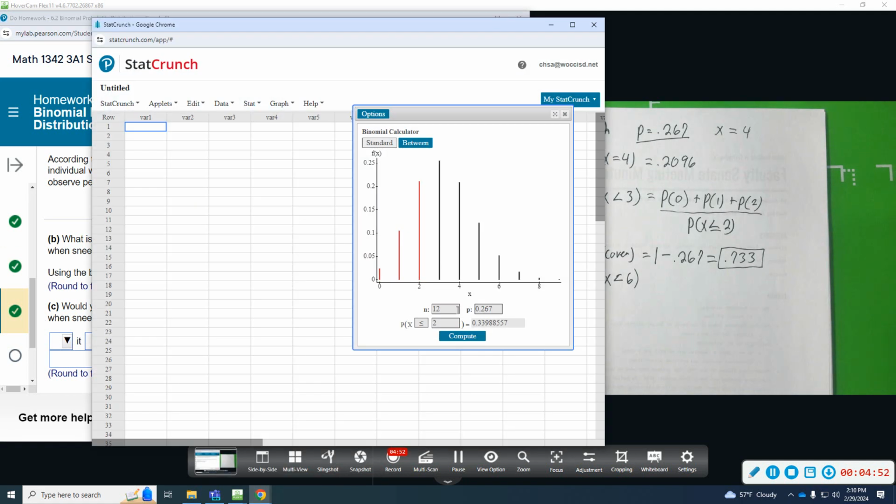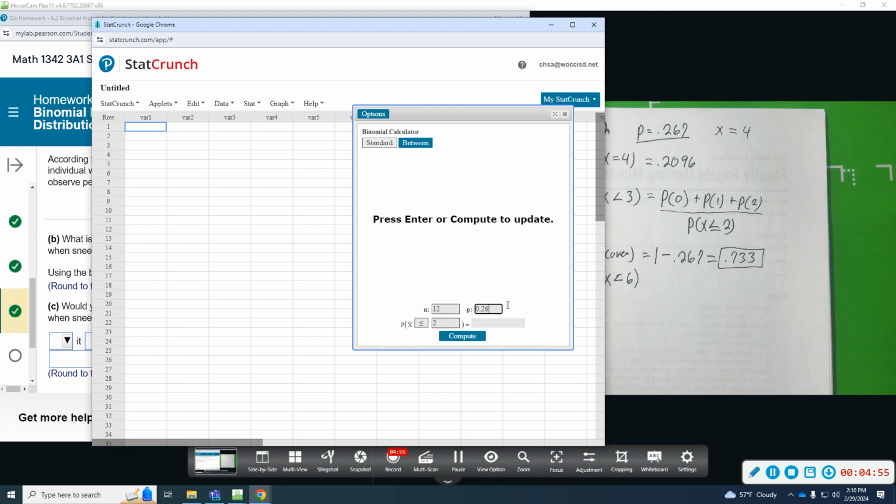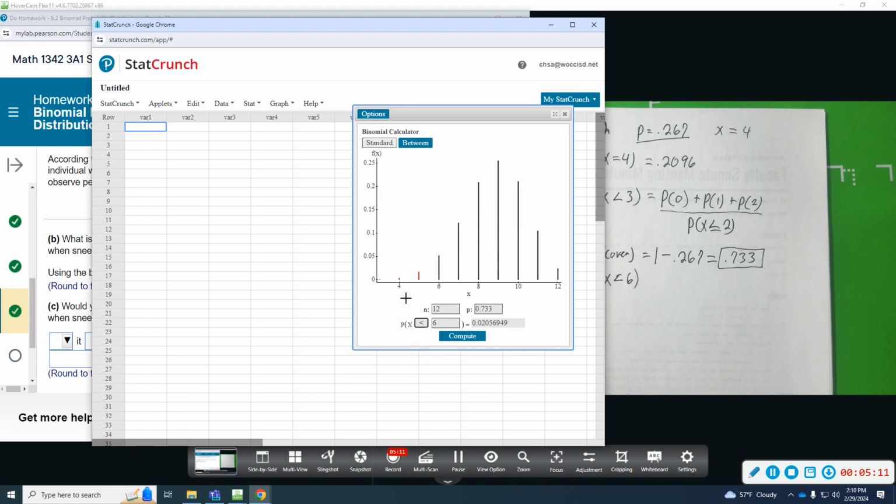So we're going to use StatCrunch. We still have 12. The probability has changed, we're looking at 0.733. So we want to find out if fewer than half cover their mouth. So I'm going to say less than 6. Same number of trials. We're looking at the opposite of not covering your mouth, so we're covering our mouth. Fewer than half would be half of the 12 that we're looking at. So that's how we get the 6.